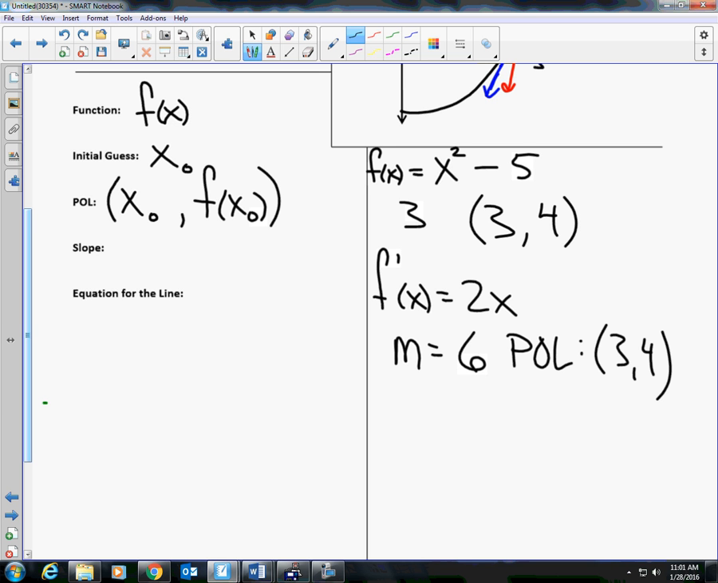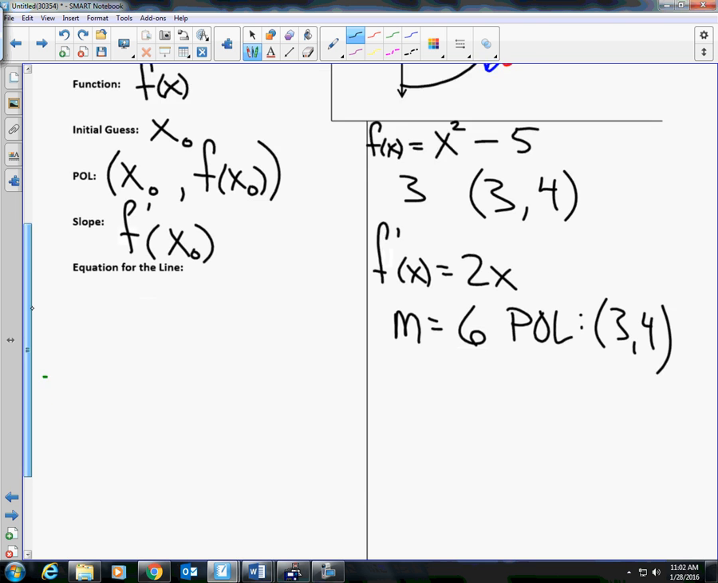If we want to find the slope here, we take the derivative of f of x. What's the derivative of f of x? F prime of x. And instead of plugging in x, we plug in x sub 0. So you can see here we have a slope and we have a point on our line. Everybody see how those match up?